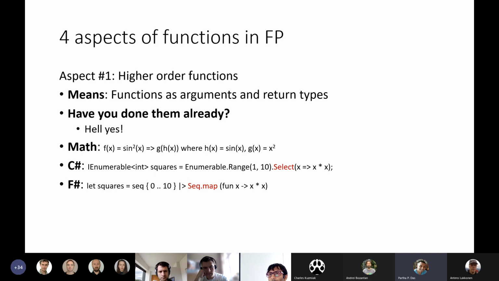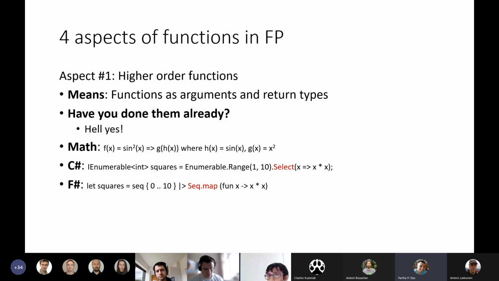So what are the 4 aspects of functions in functional programming? Aspect number 1, higher order functions. What are higher order functions? Basically it means functions as arguments and return types, and C# has a lot of these these days. Have you done them already?